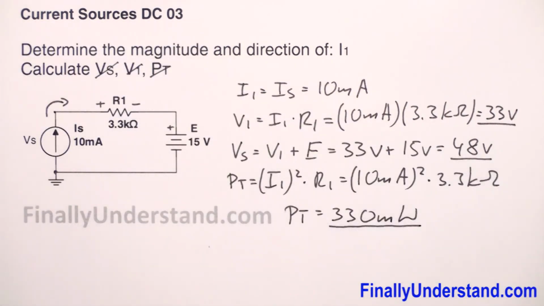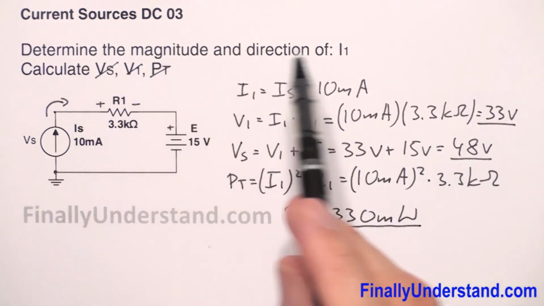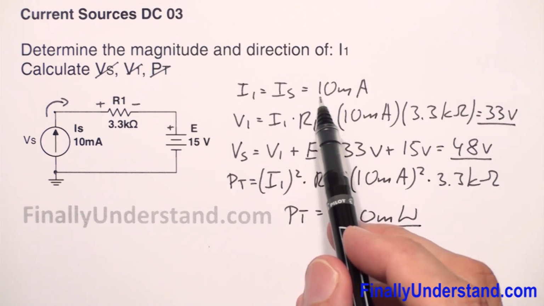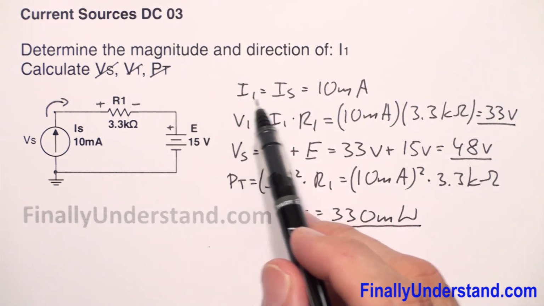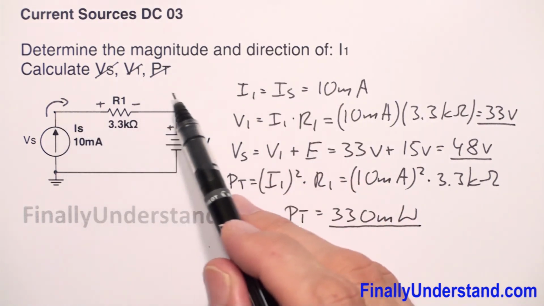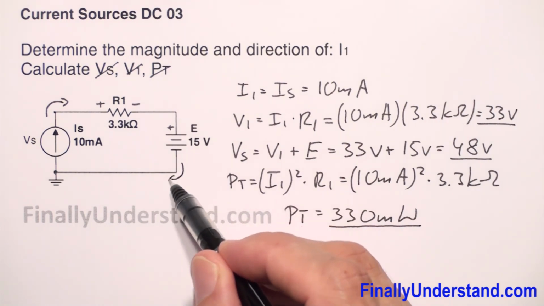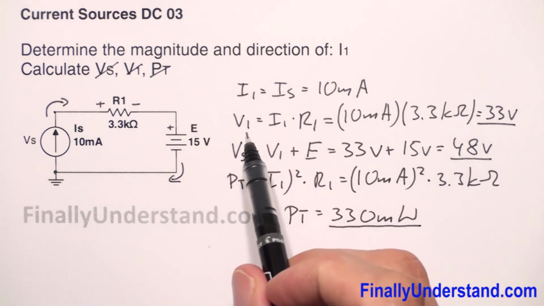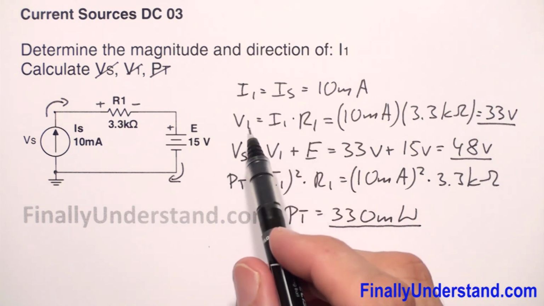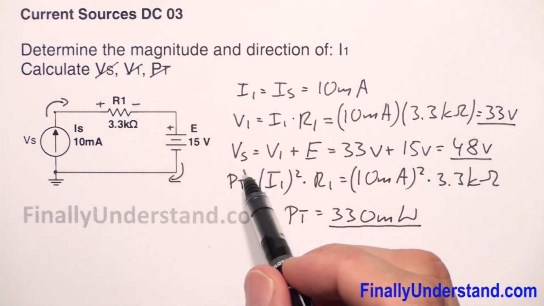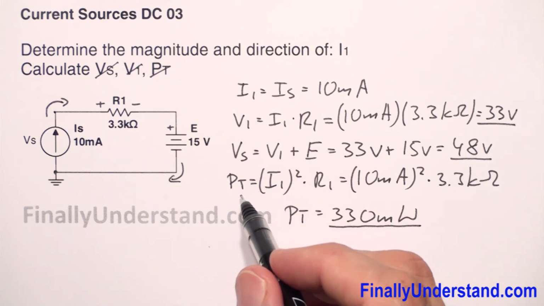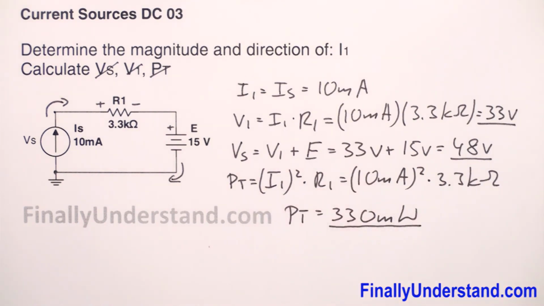Let's check one more time. We're supposed to determine the magnitude. We found the magnitude, the value of current I1. We found the direction. Okay, current is going to go this way. And we have V1. We have the voltage source. We have P total, so we can say that the problem is solved.